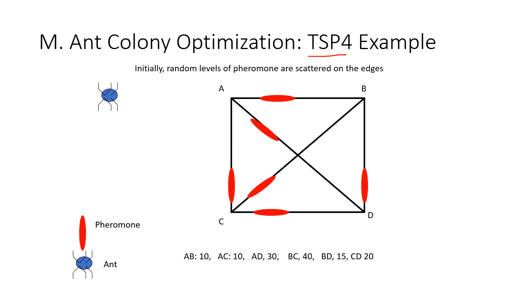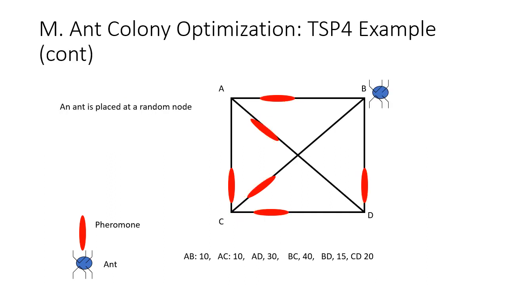So if you look here, we have these pheromones laid down at the edges of the path, and these are all randomly assigned. The strength of these pheromones are randomly assigned. And then we have these paths, and all these paths have several distances. During initialization, an ant will also be placed at a random node.